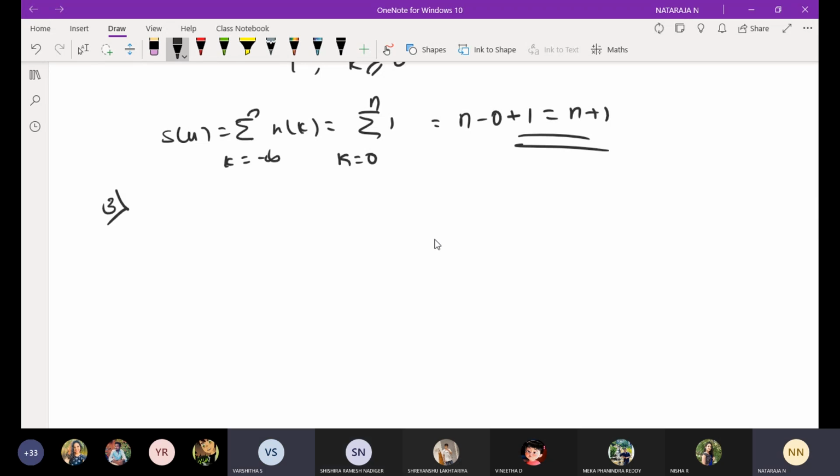Try this problem. h of n is equal to 1 by 2 to the power of n, u of n.